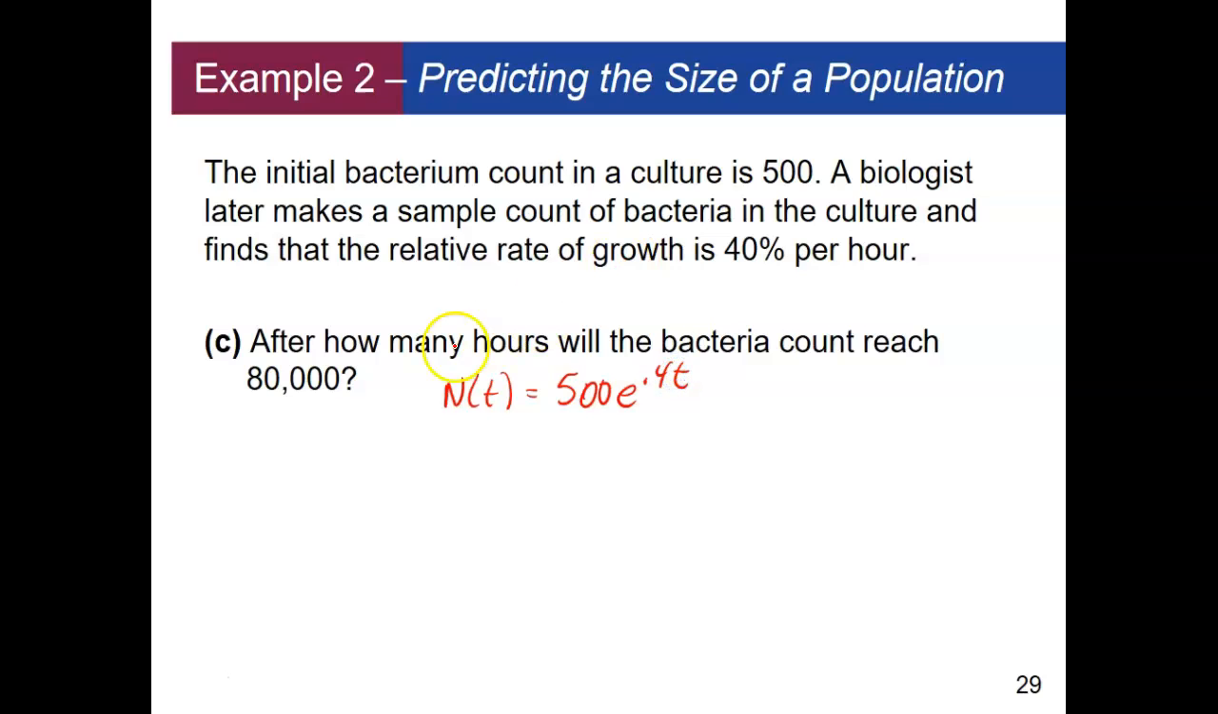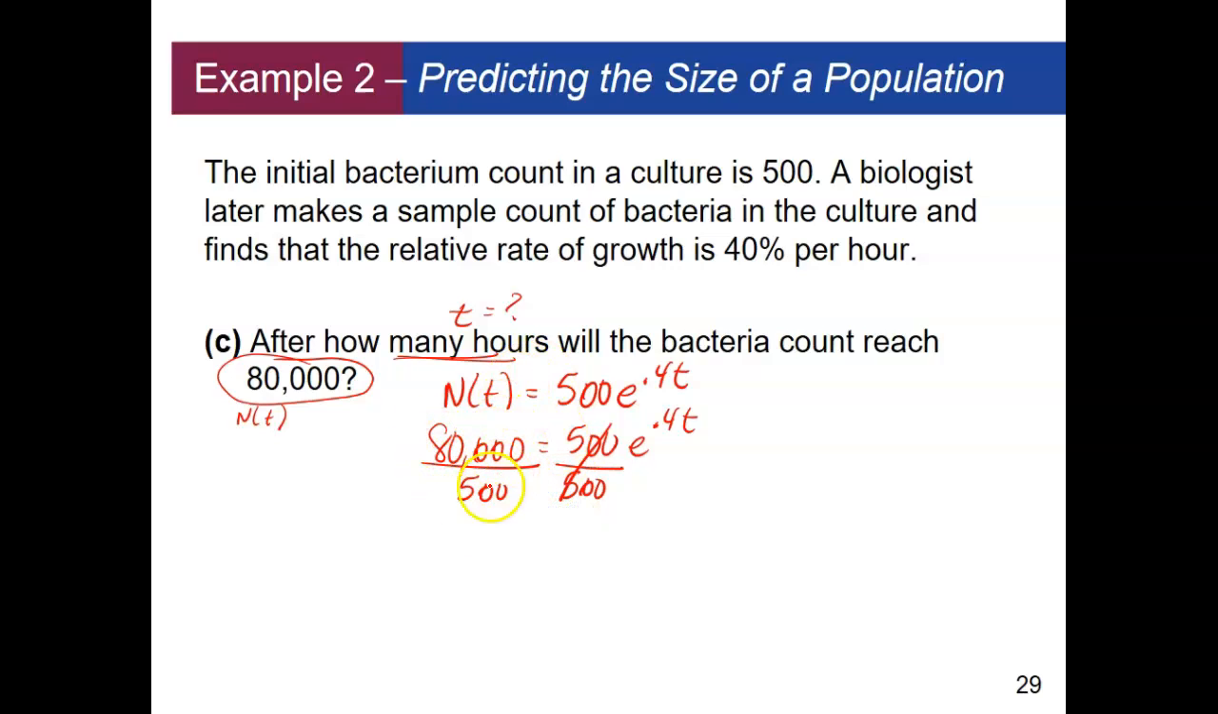Okay. And we want to know after how many hours, so we're finding t, will the bacteria count reach 80,000? So 80,000 is going to be our N of t. So we're going to have 80,000 equals 500 e to the 0.4t. Okay, so now once we've got this, it becomes a problem just like in section 4.5. We've got to get our exponential function by itself, so I'm going to divide by the 500. So 80,000 divided by 500 is 160.